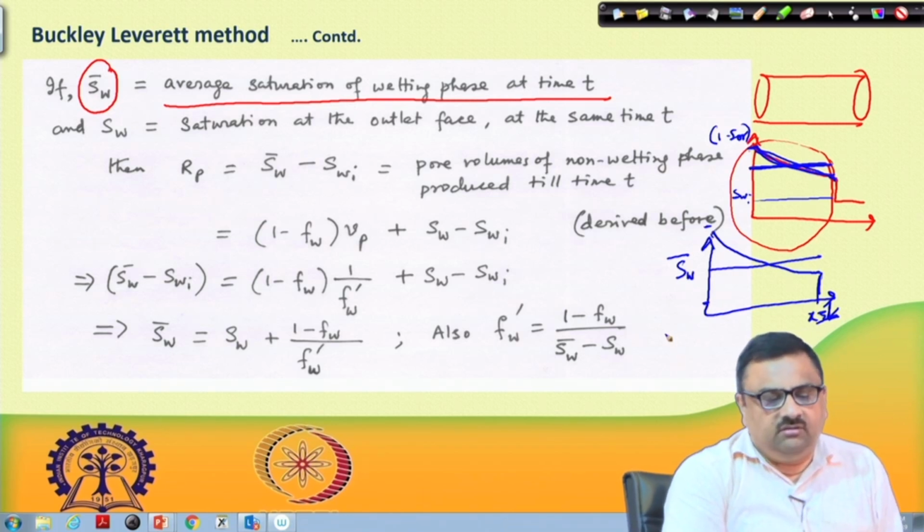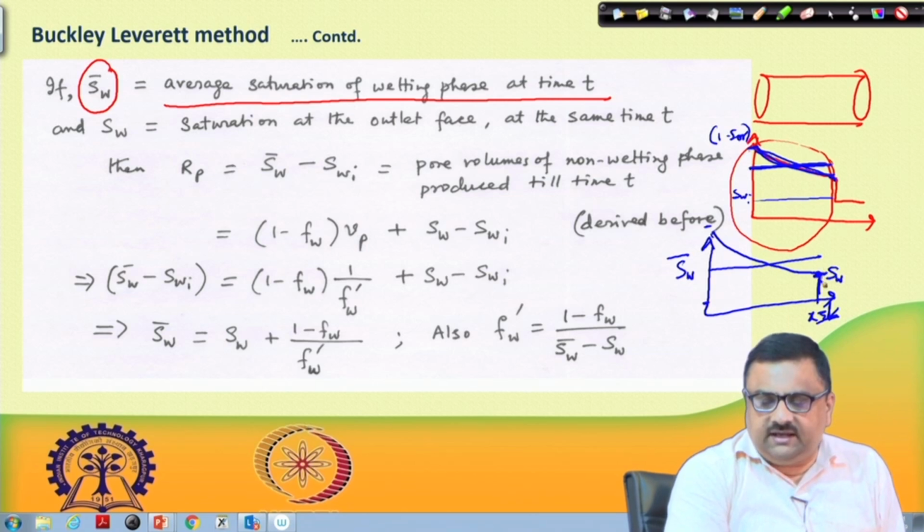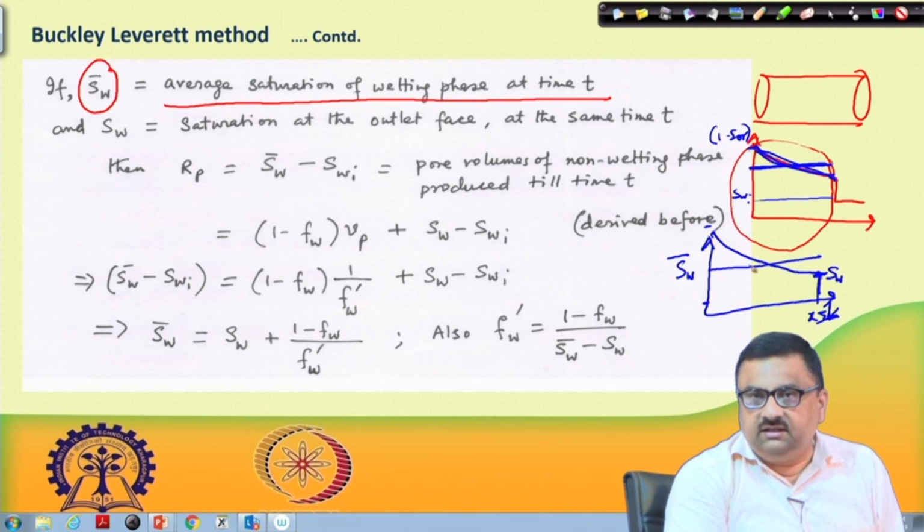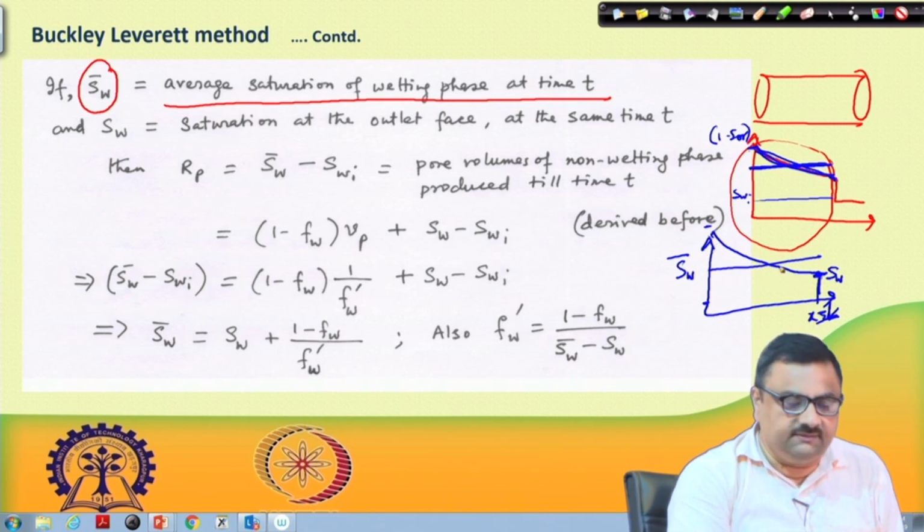And SW is the saturation at the outlet phase at the same time. So, this value is, let us say, SW, the saturation at the outlet phase, because here it is SW and here it is 1 minus SOR. So, in between the saturation changes, and we can have an average saturation which is given by this.